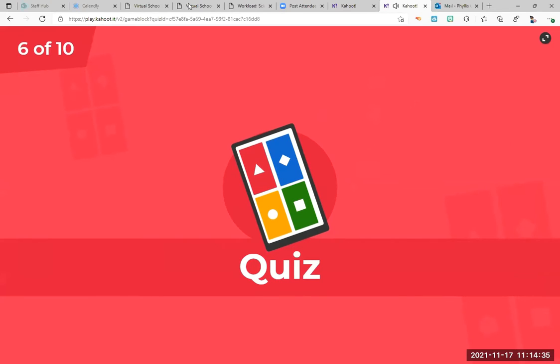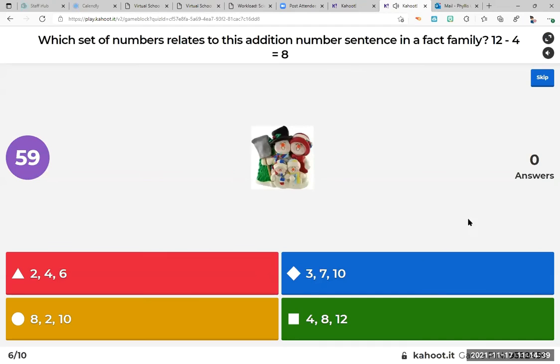Which set of numbers relates to this addition number sentence in a fact family? So now you're just looking for the numbers that match the equation. Who are the members in the house? Josh, you choosing? Can you tell? Look at this equation. It's got a 12 minus 4 equals 8. Where are the family members?